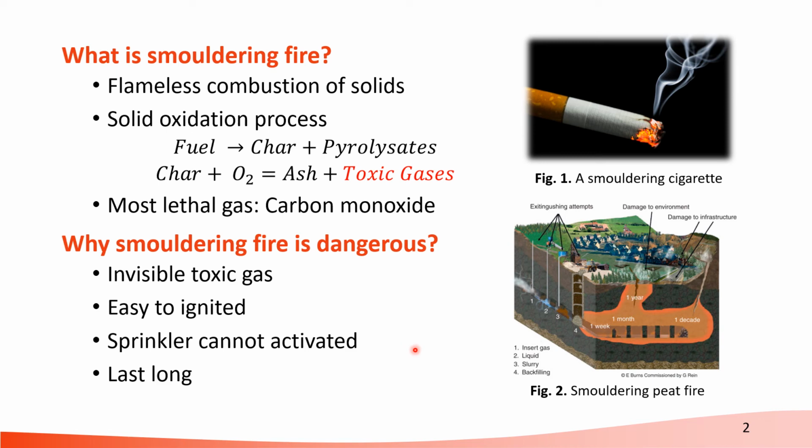The last thing is that smoldering fire can last a very long time. As you can see in figure 2, this is a smoldering peat fire. Smoldering peat fires can propagate to the underground and keep burning for more than 1 decade. So you can't extinguish the smoldering fire in the underground.